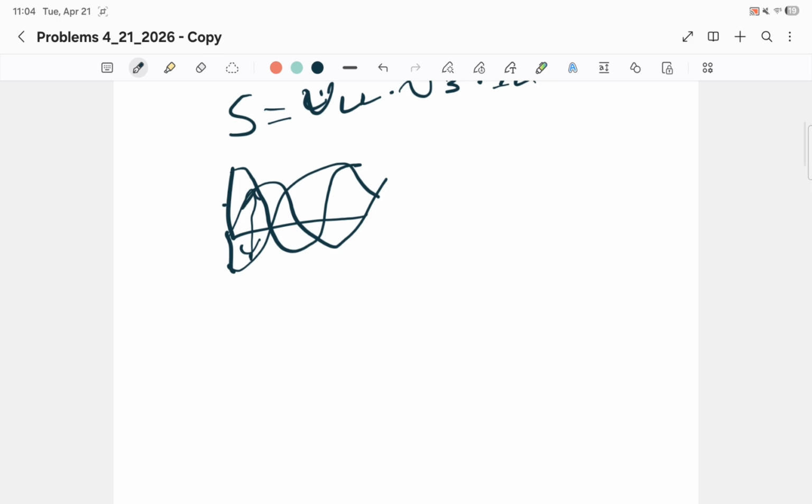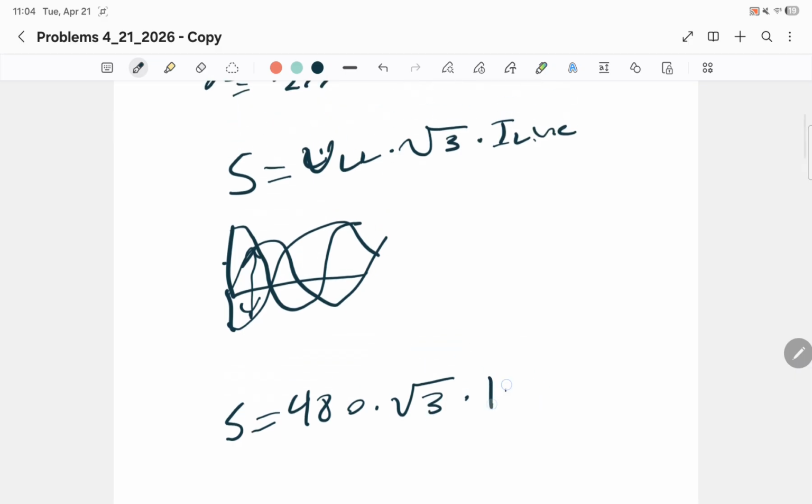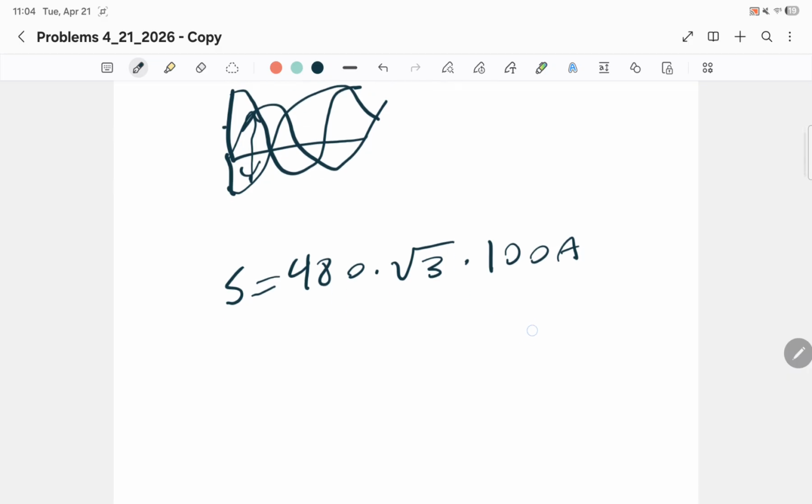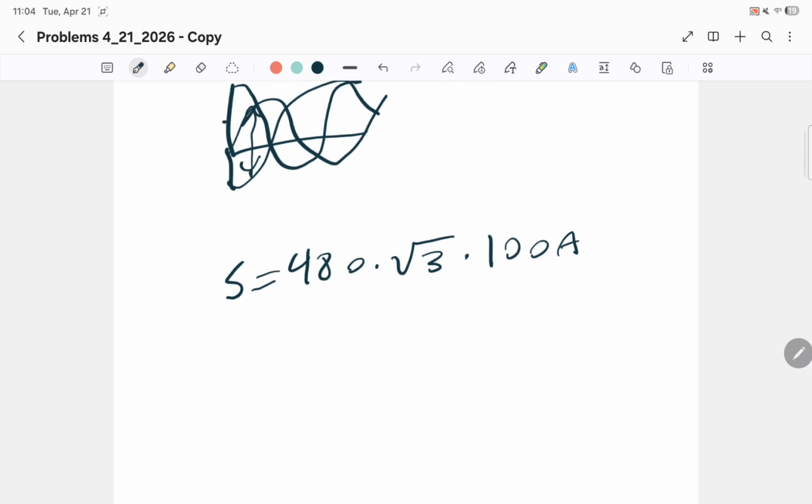So plug that in. S, apparent power, is equal to 480 times square root of 3 times 100 amps, which will give you 83,138.43 volt amperes. So apparent power is always in volt amperes.